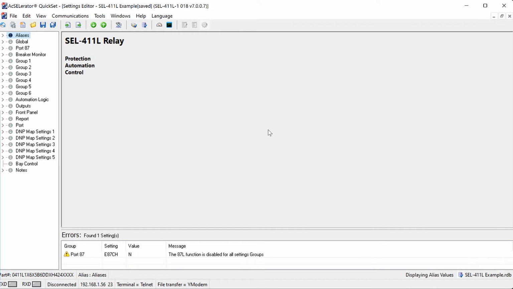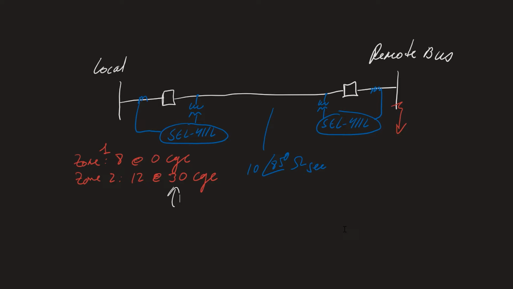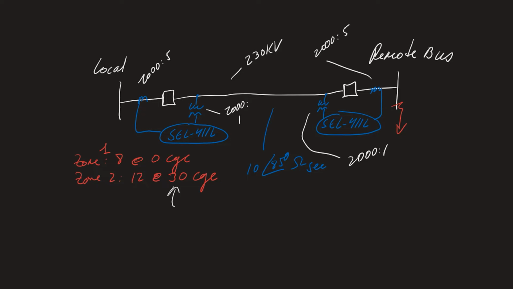Now, going back to our diagram over here, we need a little bit more information. For this example, we're going to assume that our CT ratios, the current transformer ratios, are 2000 to 5. And this is going to be the same for both ends. So these two are 2000 to 5. And let's say that this is a 230 kV transmission line. So our PTs are going to have a ratio of 2000 to 1, which is typical for a 230 kV line. So again, just remember these numbers. The CT ratios are going to be 2000 to 5, so 400 to 1, and the PT ratios are going to be 2000 to 1.